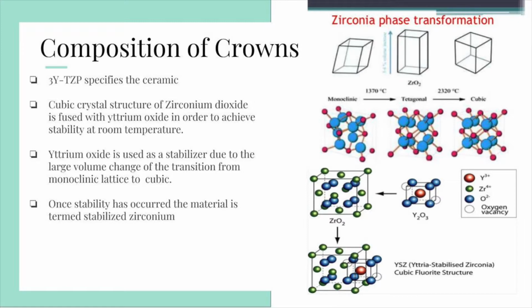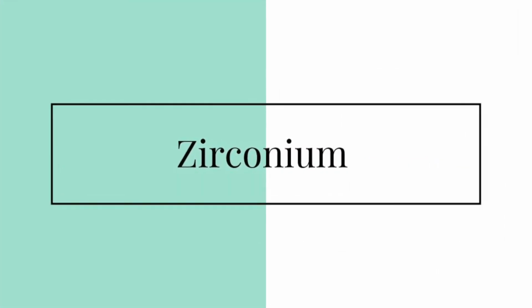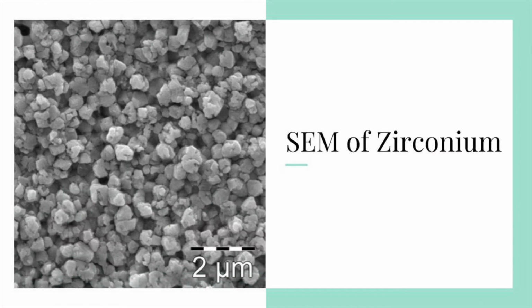Crowns are composed of zirconium dioxide, and it is fused with yttrium oxide. Yttrium oxide is used as a stabilizer for the crown at room temperature and allows it to transition from a monoclinic lattice to cubic. Once stability has occurred, the material is termed zirconia. Our main element of focus is zirconium. This here is a scanning electron microscope image of it.